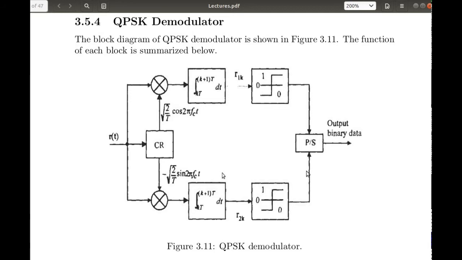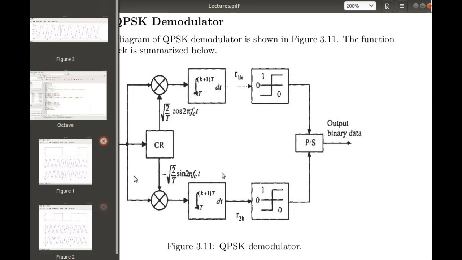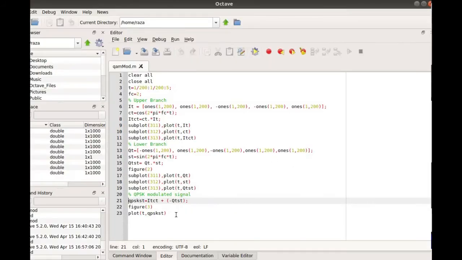We should get 1, or minus 1, which is the representation of a 0. So 1 and 0, we expect that our ideal demodulator, after going through this process, should give us 1 here at the output of this threshold and a minus 1 here, right? And this is what would be seen right now.